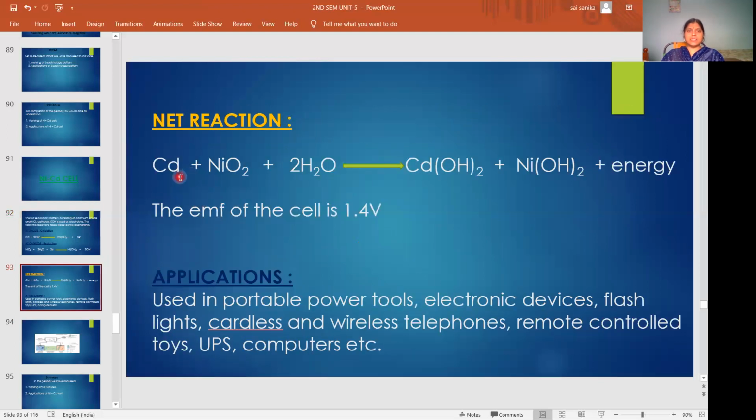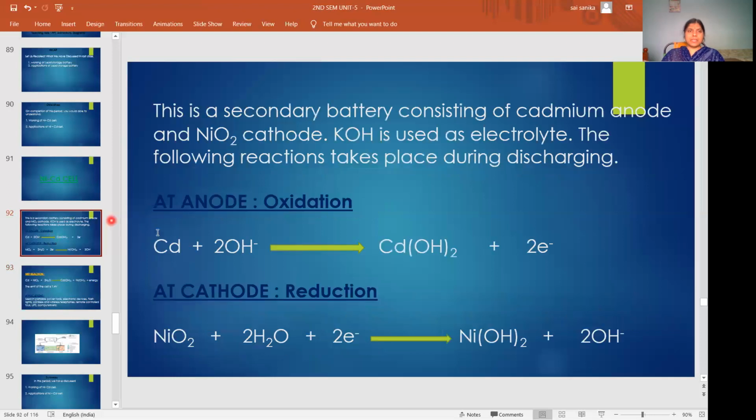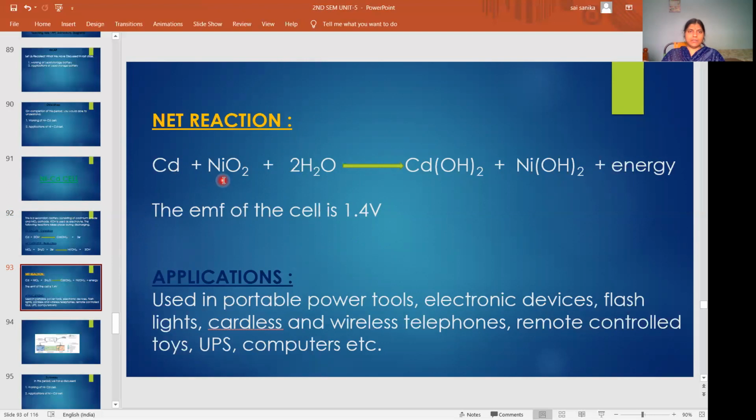So see here the net reaction, Cd plus NiO2. Here 2OH minus and 2OH minus cancel, so 2H2O remains. The electrons are cancelled. And what are the products? Cadmium hydroxide and nickel hydroxide. So that's why Cd plus NiO2 plus 2H2O gives rise to Cd(OH) taken twice, Ni(OH) taken twice, plus electrical output, that is energy. So this is the overall reaction: cadmium, nickel oxide plus 2 water molecules give cadmium hydroxide and nickel hydroxide.